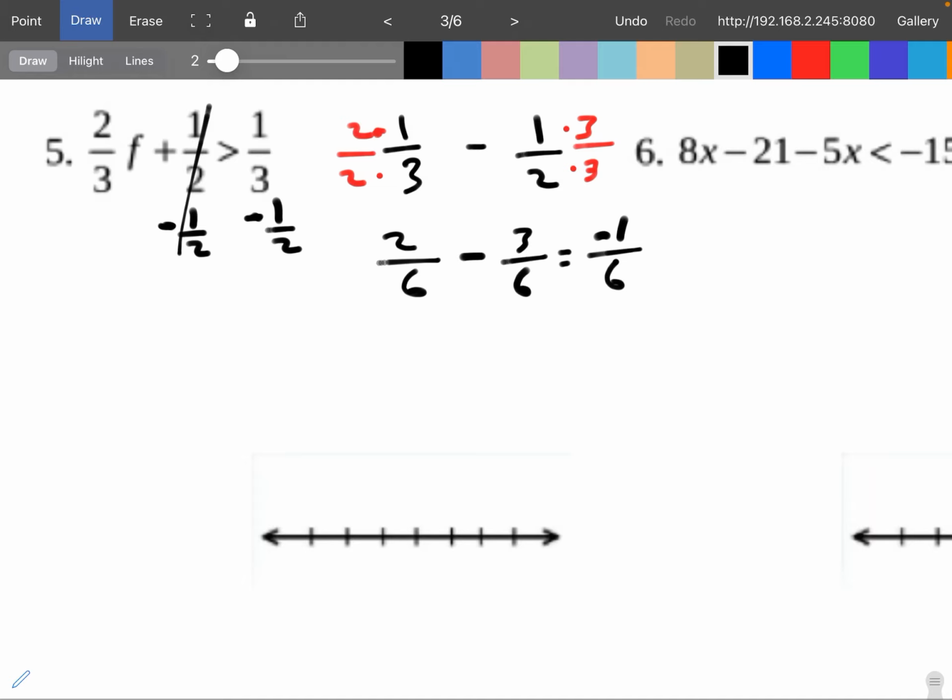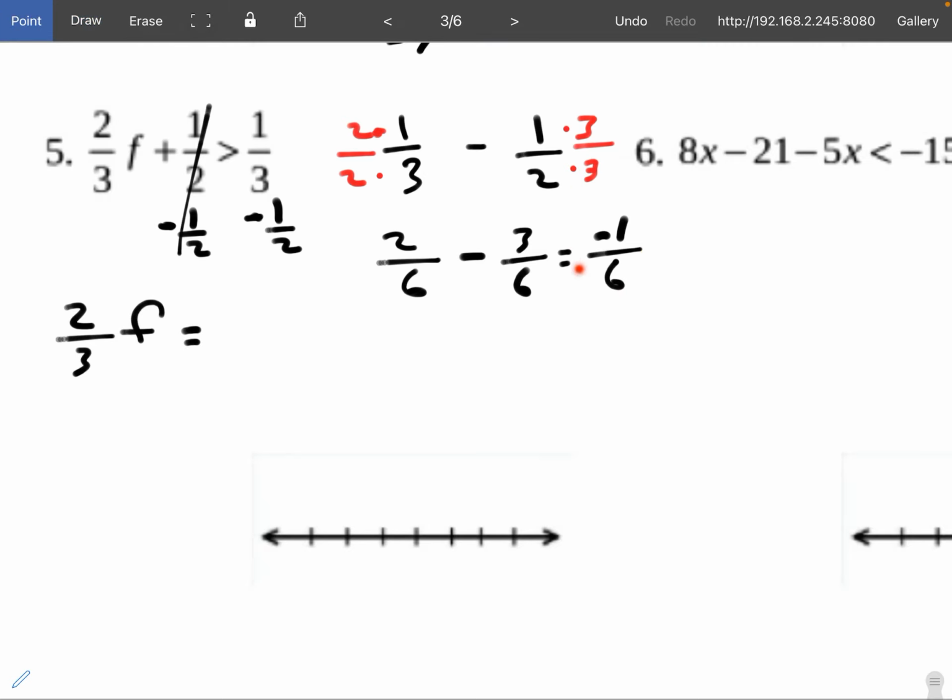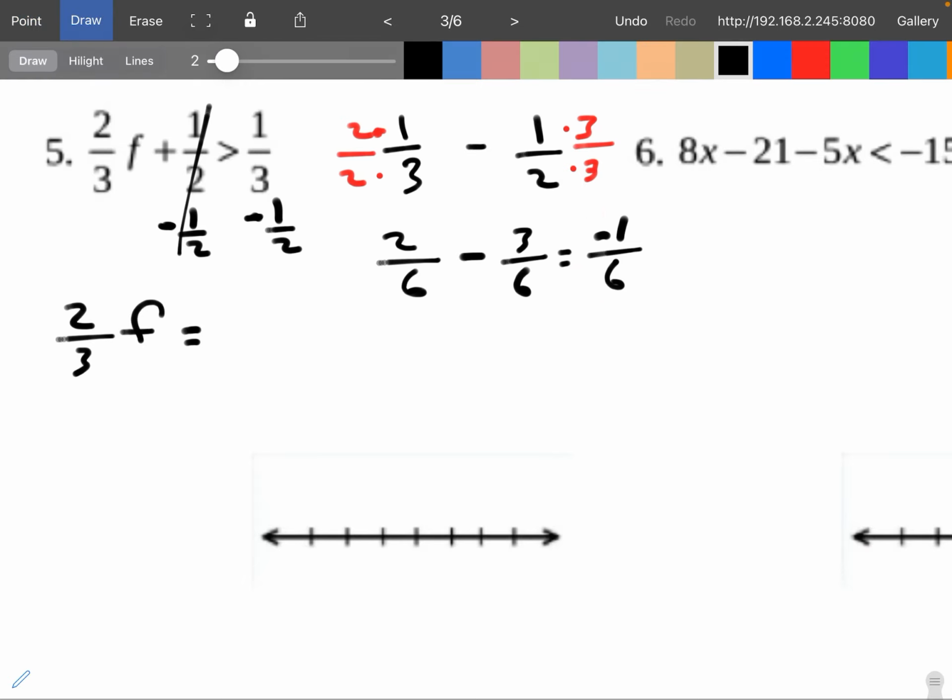So then, let me write the rest of this. Well, again, we can see right here that these cancel out, right? 1/2 minus 1/2, that's 0. So then all I got on the left-hand side now is 2/3 f. So 2/3 times f equals that fraction I got on the right, which was that negative 1/6 that I got right here.